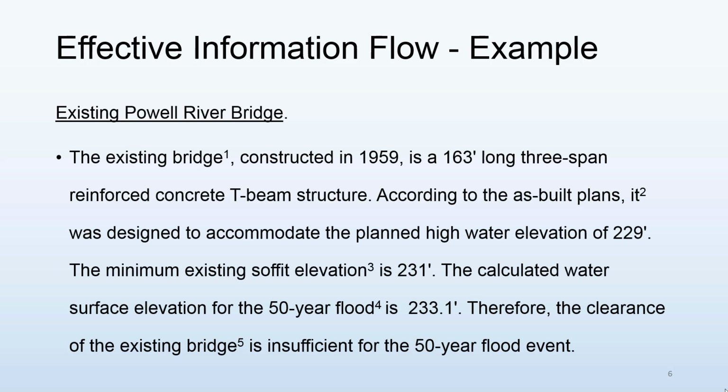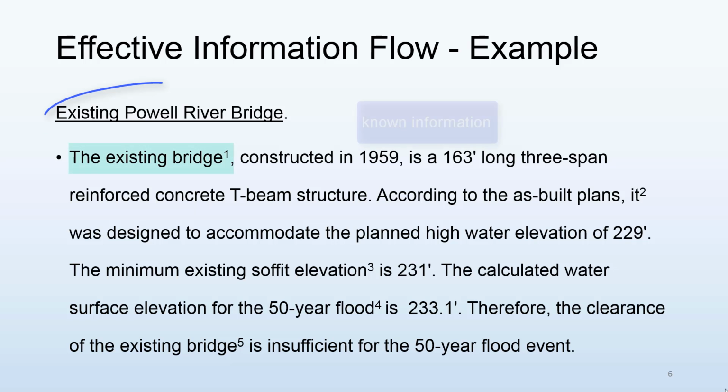This effective writing example comes from a feasibility study for a roadway improvement. The existing bridge, constructed in 1959, is a 163-foot long 3-span reinforced concrete T-beam structure. According to the as-built plans, it was designed to accommodate the planned high water elevation of 229 feet. The minimum existing soffit elevation is 231 feet. The calculated water surface elevation for the 50-year flood is 233.1 feet. Therefore, the clearance of the existing bridge is insufficient for the 50-year flood event.